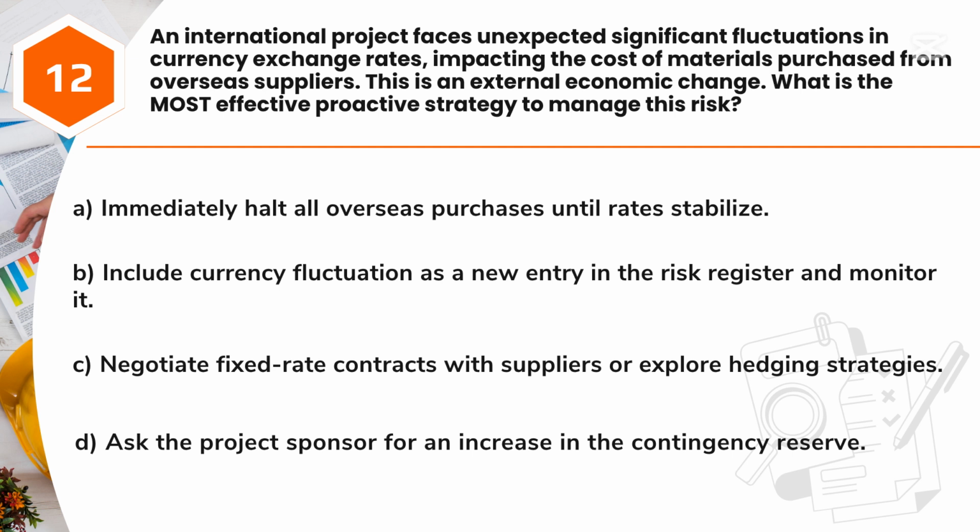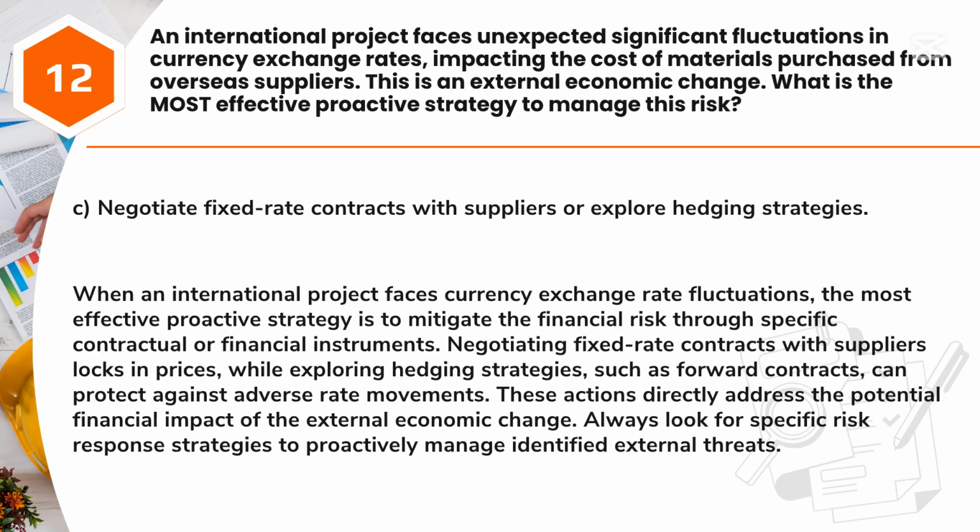A. Immediately halt all overseas purchases until rates stabilize. B. Include currency fluctuation as a new entry in the risk register and monitor it. C. Negotiate fixed-rate contracts with suppliers or explore hedging strategies. D. Ask the project sponsor for an increase in the contingency reserve. Answer: C. Negotiate fixed-rate contracts with suppliers or explore hedging strategies.